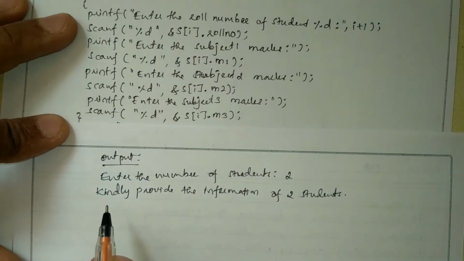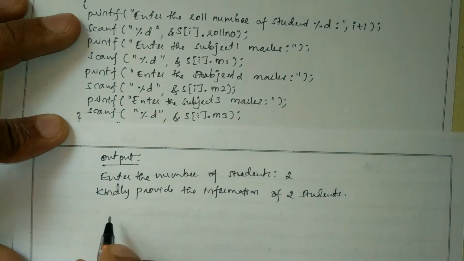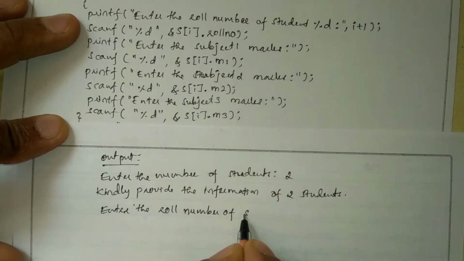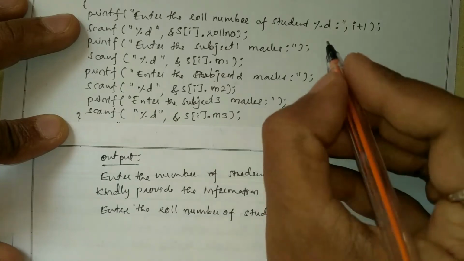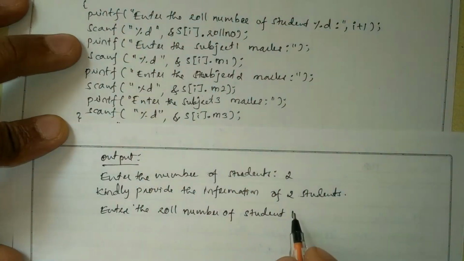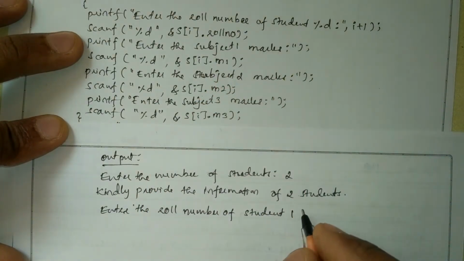Yes. So now it will ask the user to enter the roll number of percentage d student. So here I'll write enter number of student percentage d. i for the first time it is 0, 0 plus 1 is 1. Next scanf, so it is going to receive the roll number. For example, here I am going to enter roll number 1.